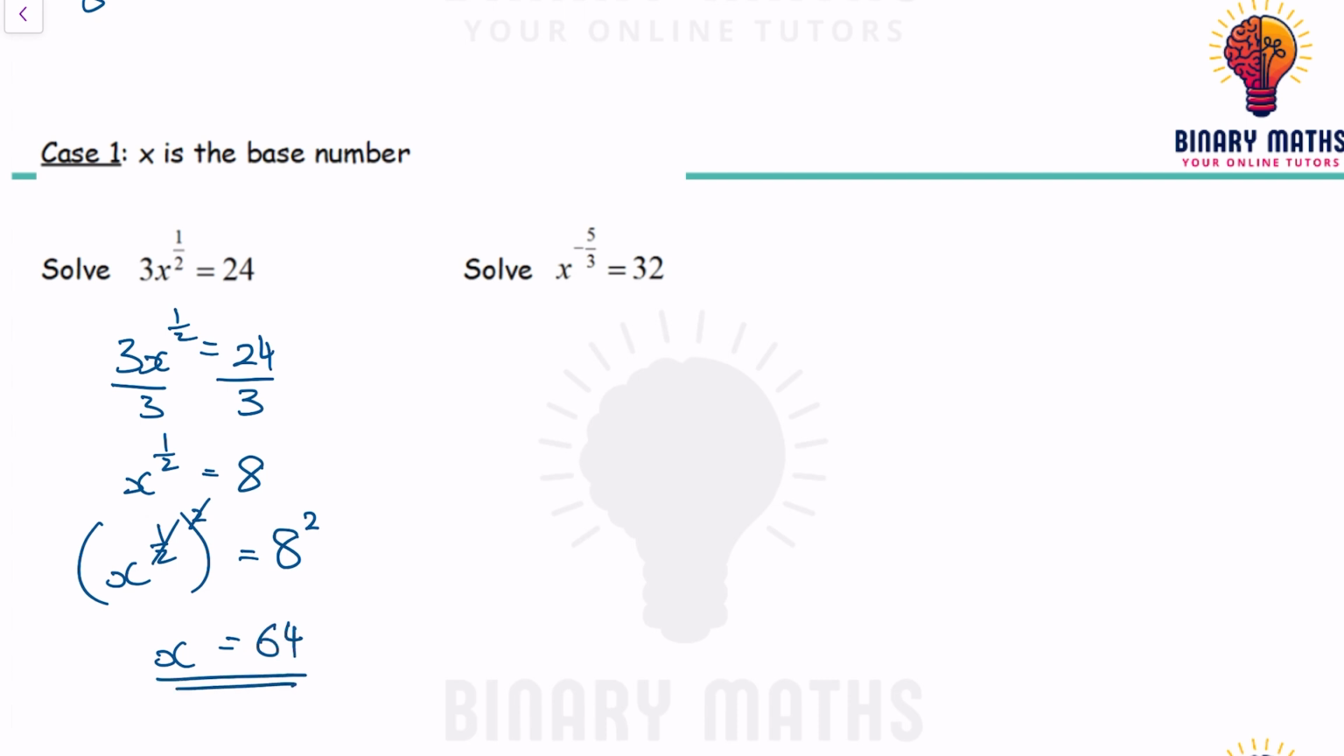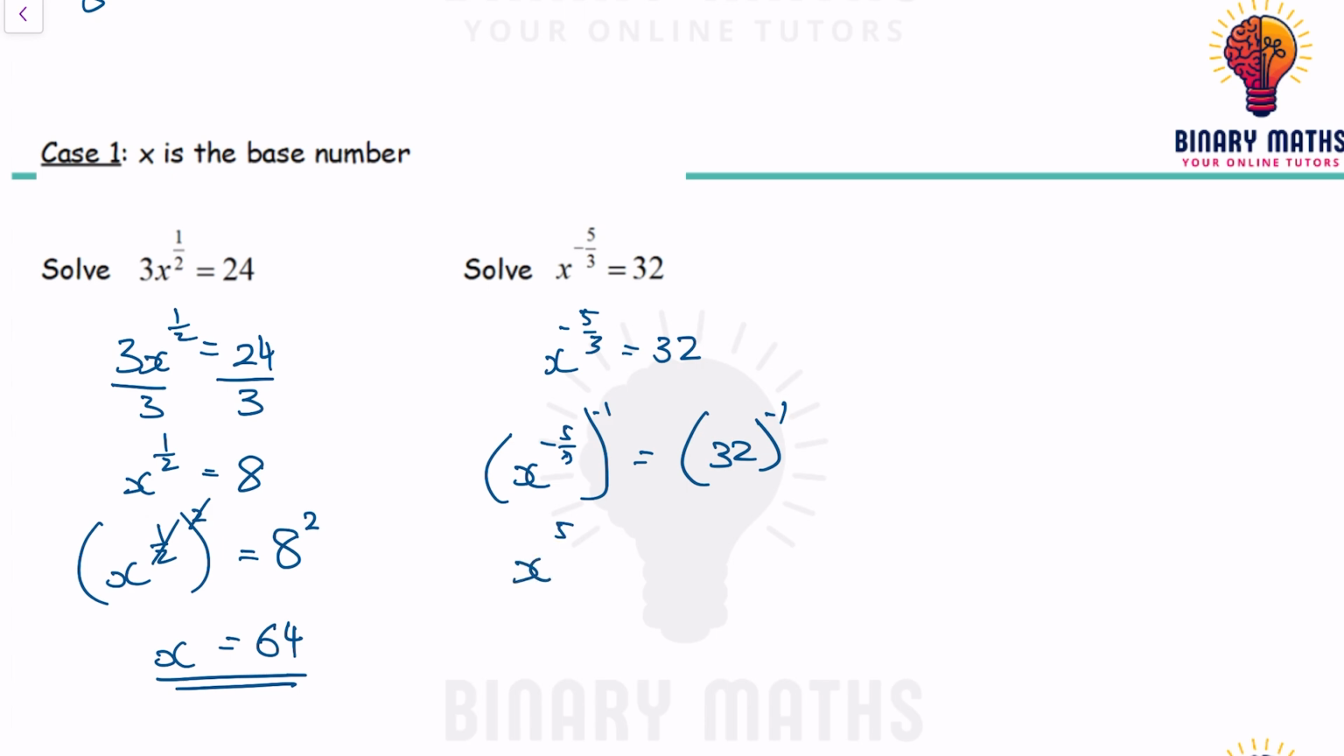But the same thing for the second example, x to the power of negative 5 over 3 is equal to 32. Now when I look at this question, the first thing I want to get rid of is that negative. So if I want to get rid of the negative, I will raise it to the power of negative 1. So raise it to the power of negative 1, but also I need to raise this side to the power of negative 1.